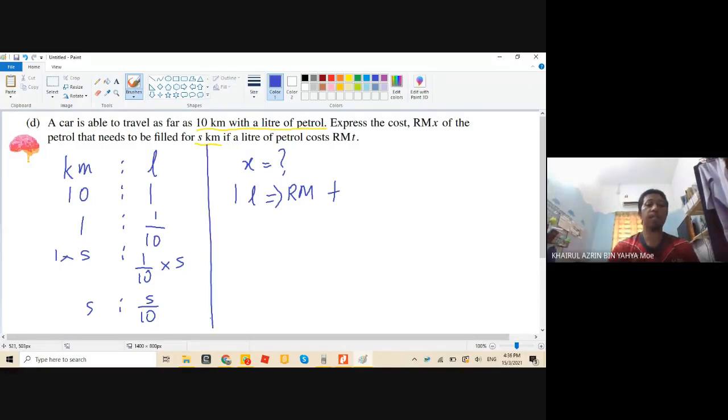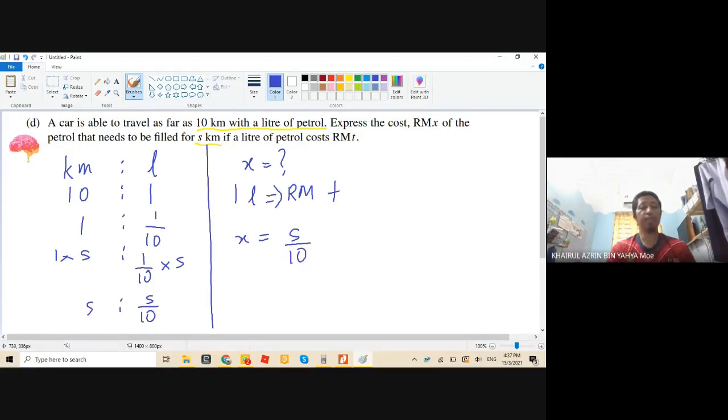Okay. So now the question asks us about X. So how to get X? To get the cost, we need to know the kilometer, and then we need to multiply with the price of 1 liter. We need to know the distance in kilometer, and then we need to know the cost for 1 liter, the price for 1 liter. Okay, so actually this one is easy. The kilometer is S over 10.